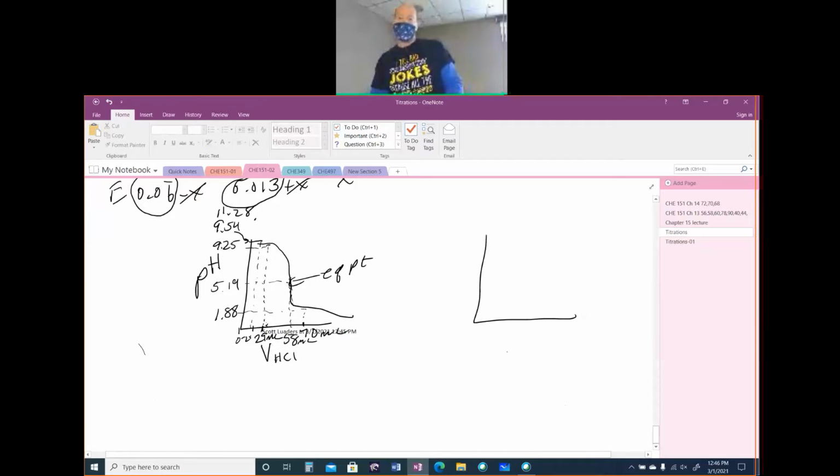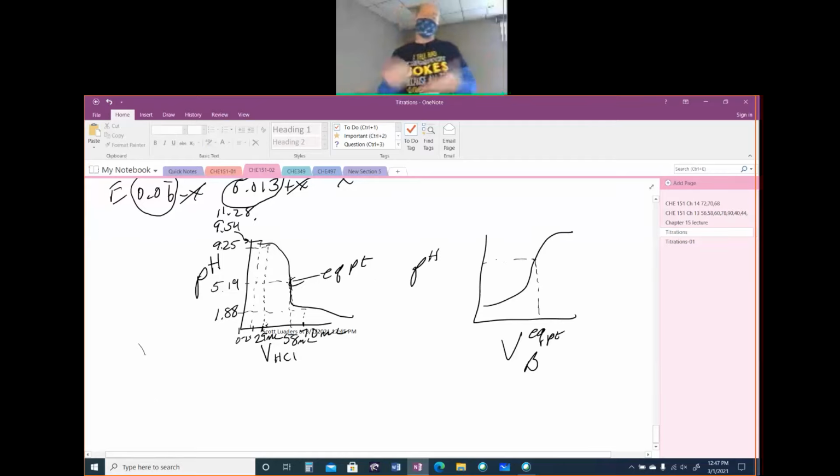Of course, if we're adding volume of base, then you're going to go here, pH always here, so you're adding base, so the pH is going to go up. And the inflection point, the point where it goes up the highest, this is your equivalence point. And so this is your pH at the equivalence point. The only thing you can say about that on a non-labeled scale is it's greater than 7.